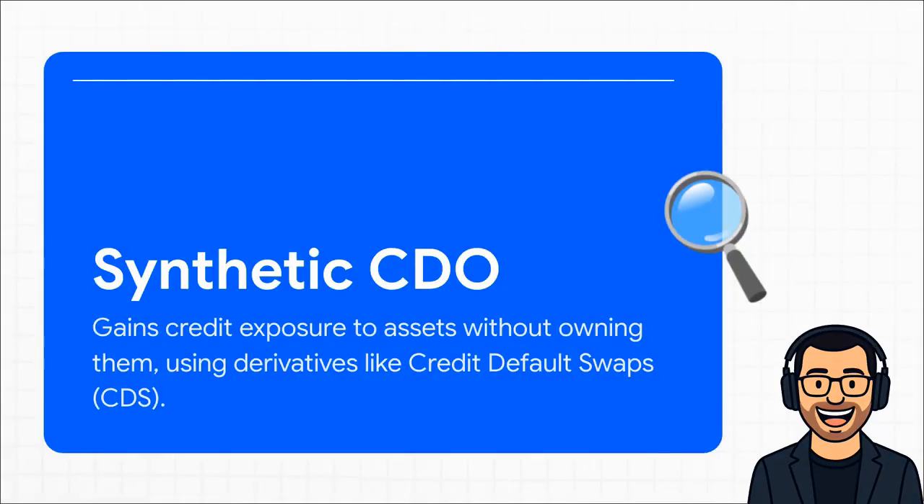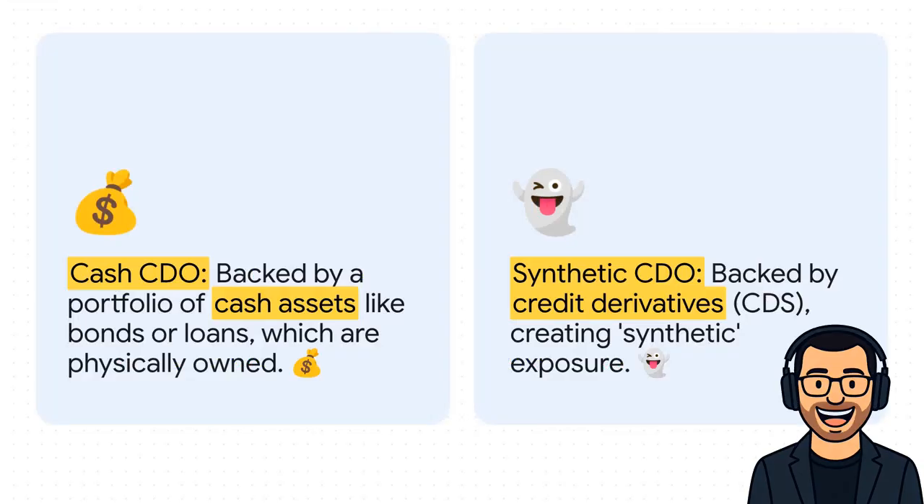Okay, so here's the absolute key to wrapping your head around this. A synthetic CDO doesn't actually own a single loan or bond. Not one. Instead, it uses these fancy financial derivatives to mimic the risk of those loans. You're not buying the debt itself, you're basically placing a bet on whether that debt is going to get paid back. And when you put them side by side, the difference is pretty stark.